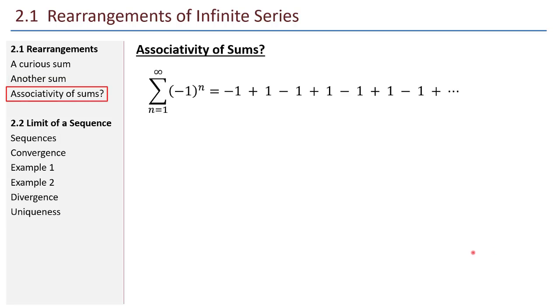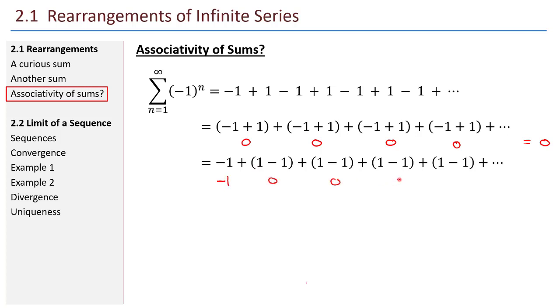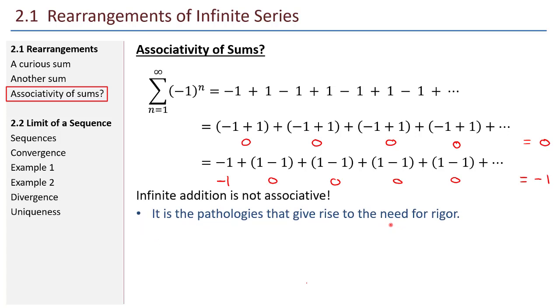How about the associativity of sums? Let's take this simple infinite series, negative 1 plus 1, negative 1 plus 1, negative 1 plus 1, forever and ever and ever. If I pair together the terms, starting with the first two terms, well, let's see here, negative 1 plus 1, 0, 0, 0, 0. It really looks like the summation of this series is 0. On the other hand, what if we pair together the terms starting with the second term? So I have negative 1 plus 0 plus 0 plus 0 plus 0 forever and ever. It really looks like that sum is negative 1. So infinite addition is not associative.